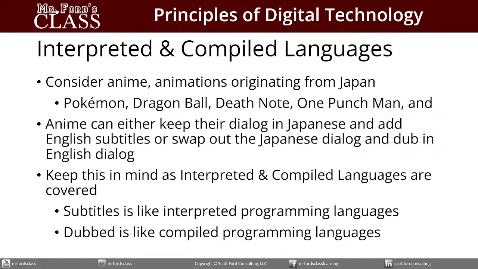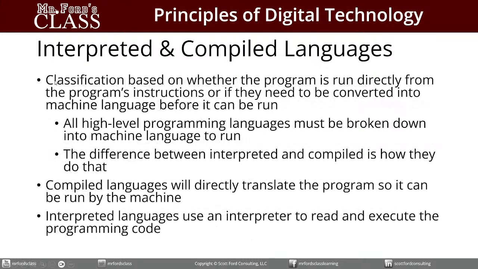Anime can either keep the dialogue in Japanese and give you subtitles, or it can swap out the entire Japanese dialogue, removing all the voice acting and bringing in English actors who speak English and create the verbiage all over again. So that's dubbed. Keep that in mind as we talk about interpreted and compiled. Subtitles is like an interpreted programming language, while dubbed is like compiled programming languages.